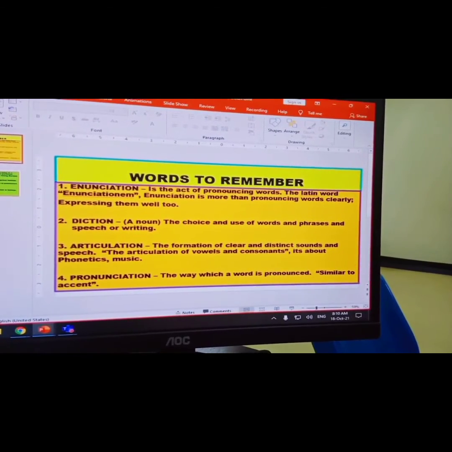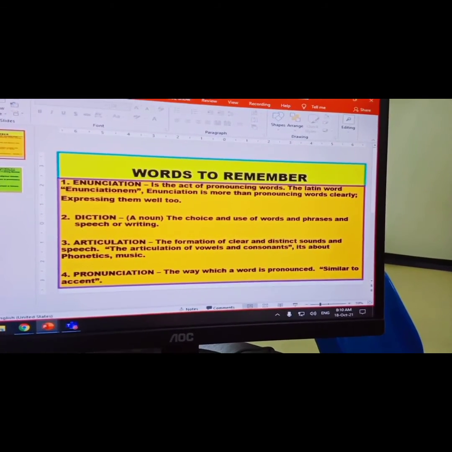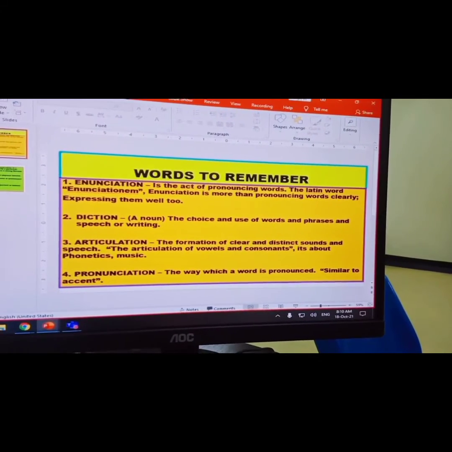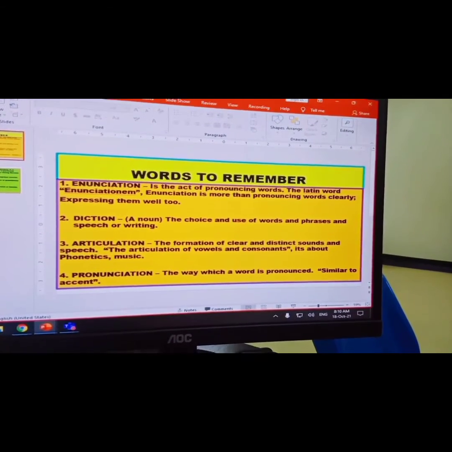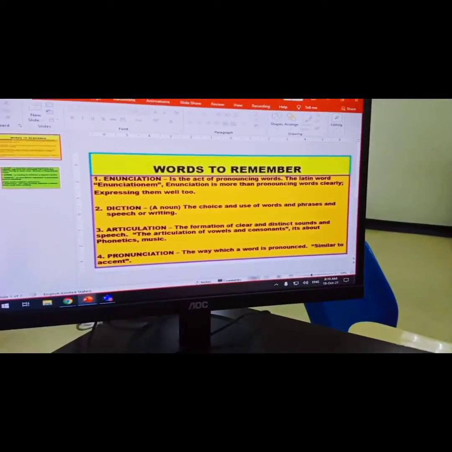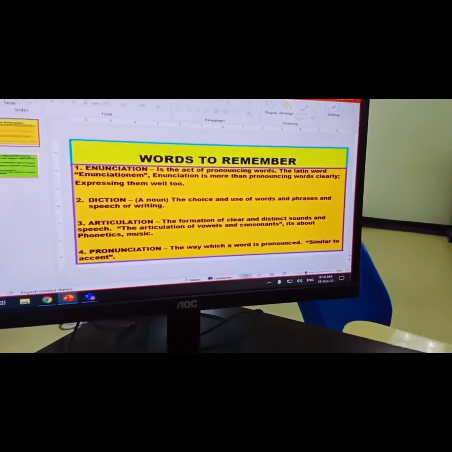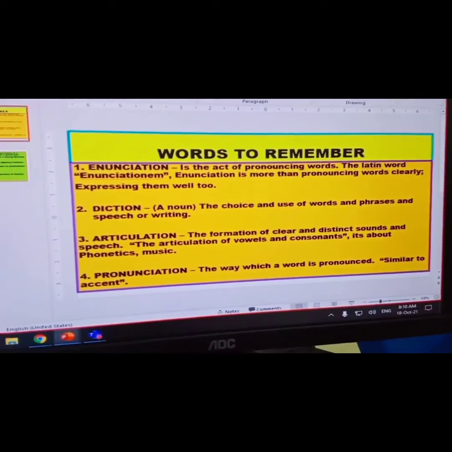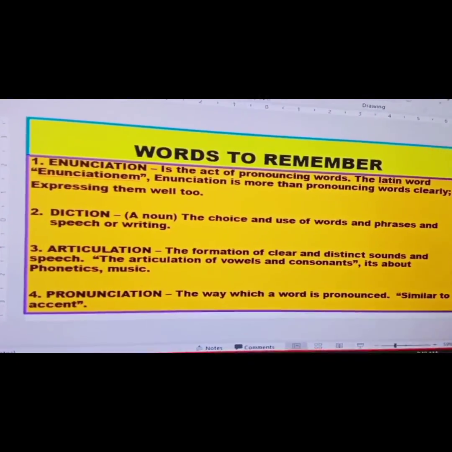Number 2, we have diction. What is addiction? It's not addiction, diction. Diction is a noun. The choice and use of words in speech or even in writing. So, when you speak during the conversation, some of you have very good diction. It means that you are using words and phrases in your speech which can be understood by your friends.